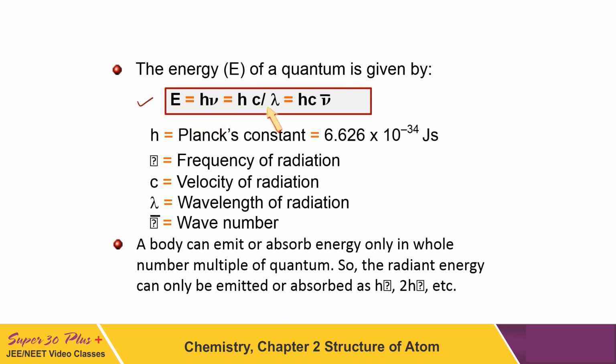So the energy of the quantum is given by E equals h nu, or hc upon lambda, or hc into nu bar, which is wave number, where h is the Planck constant with the value 6.6 times 10 to the power minus 34 joule second. Nu is the frequency of radiation, c is the velocity of radiation, lambda is the wavelength of radiation, and nu bar is the wave number. A body can emit or absorb energy only in whole number multiples of the quantum. That is why we say that energy is quantized. So the radiant energy can only be emitted or absorbed as h nu, 2h nu, 3h nu or 4h nu in multiples.